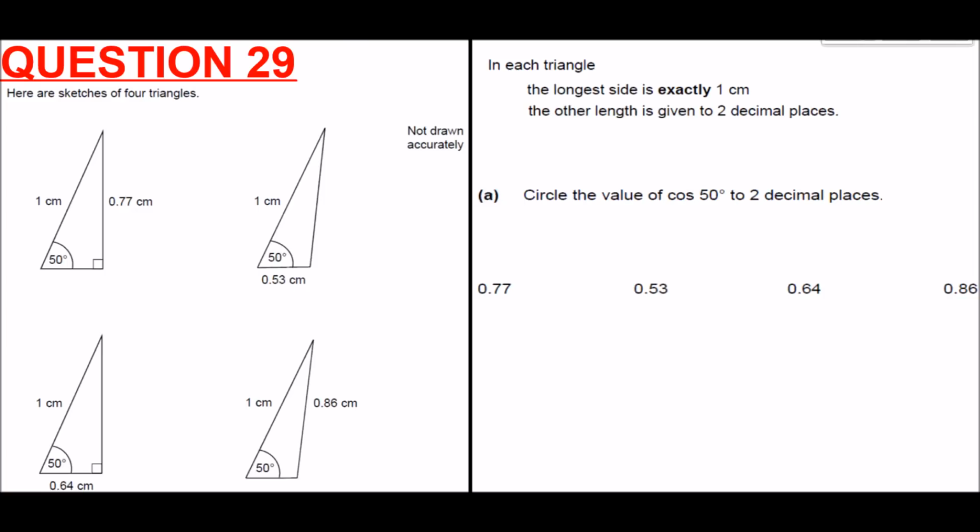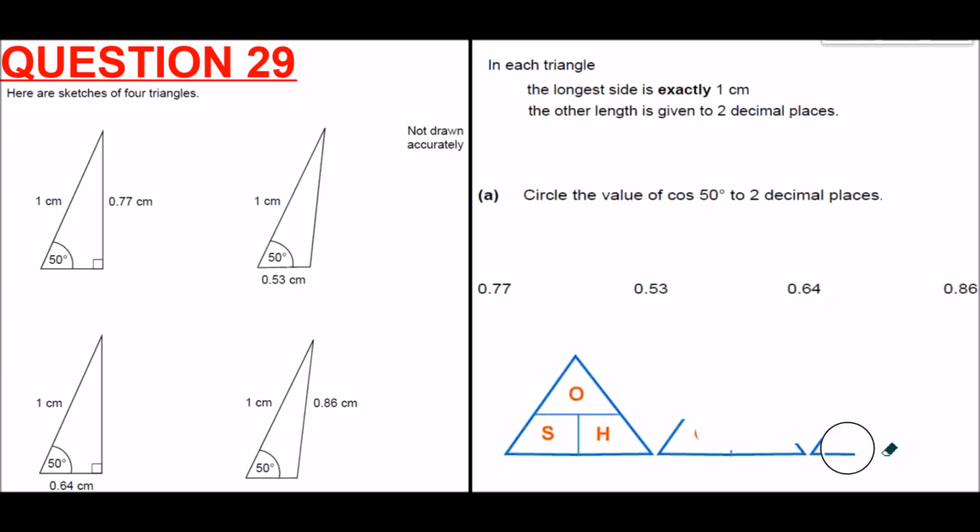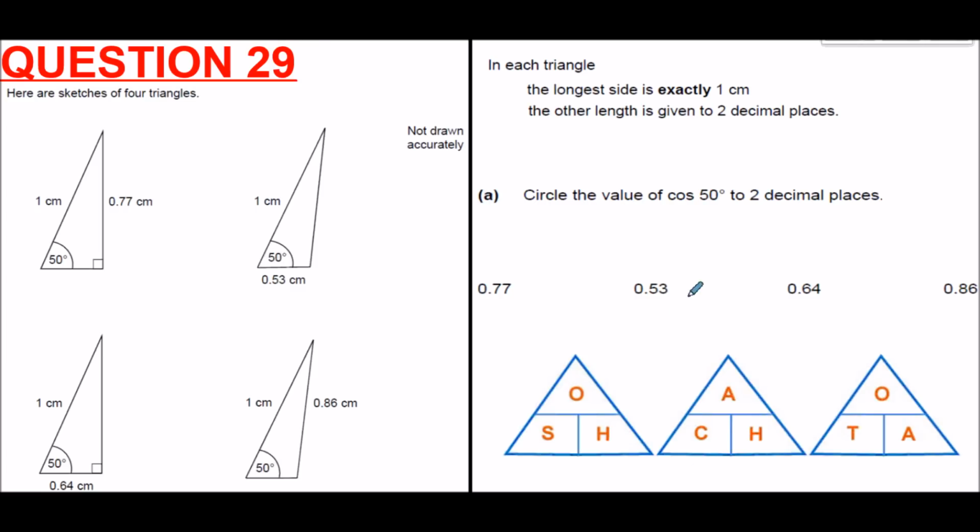But first of all, if you've got a question involving trigonometry, it's worth remembering the 3 magic triangles, which you should know, so SOH CAH TOA. Now cos stands for, well, sorry, C stands for cos.